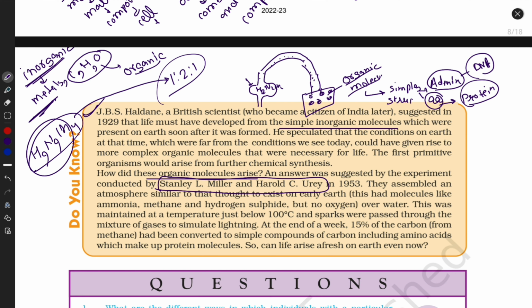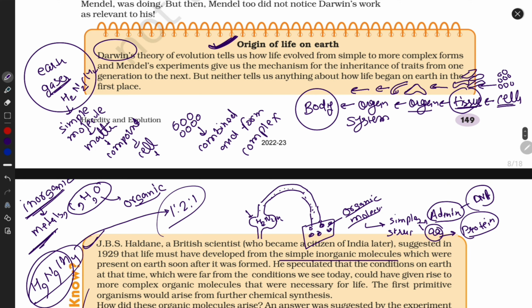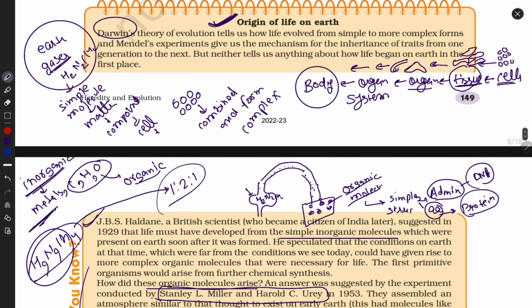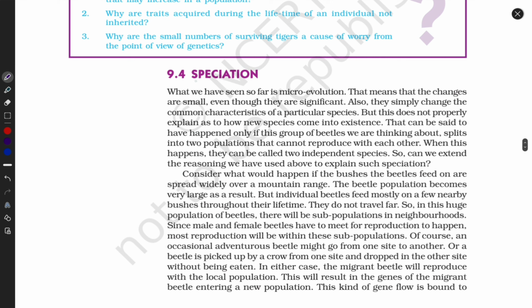Clear, guys? So here I explained what kind of theories Darwin gave. Okay, guys, clear? Now come, let's switch towards speciation. What is the meaning of speciation? The meaning of speciation is evolution and then new species form. Do you understand?